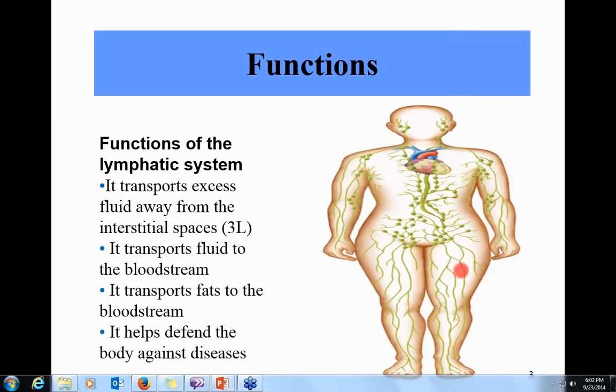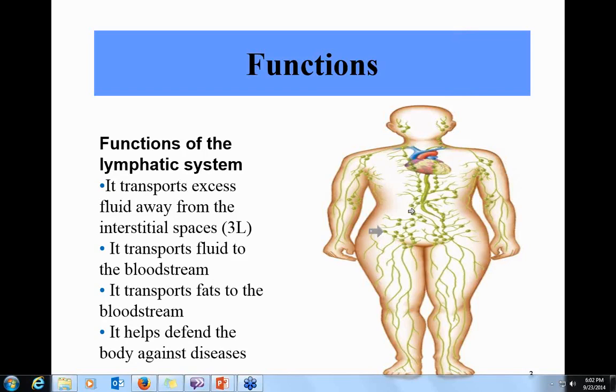This is a very nice representation of the lymphatic system, again in green. You'll notice these little nodules here. What these are, there's one right here. These are lymph nodes. And again, these act as filters of the lymphatic system.